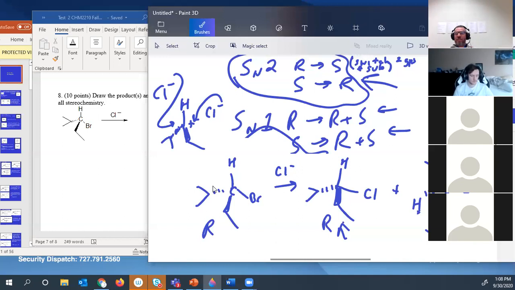Yeah, that's what I wanted to hear. That's cool. All right. Anybody else got any questions about this? So we switched the chlorine with the bromine because bromine has the highest mass? No, we switched the chlorine with the bromine because bromine's the leaving group. How do you know it's the leaving group? It's always a halogen. Oh, okay.